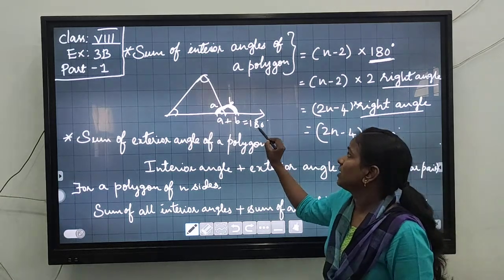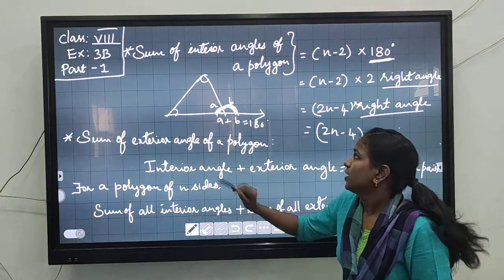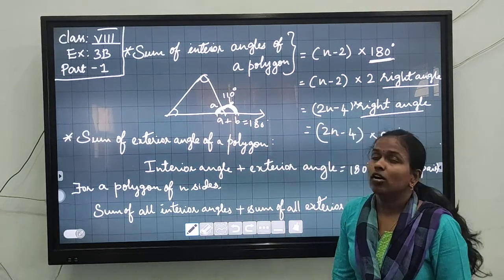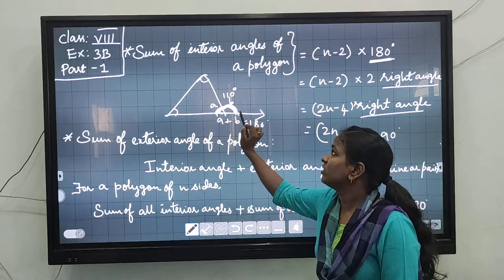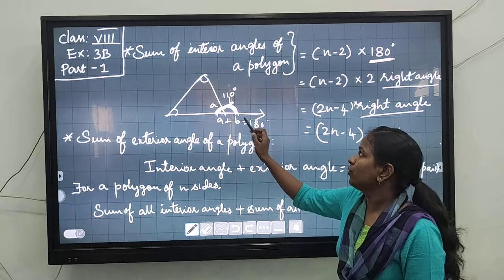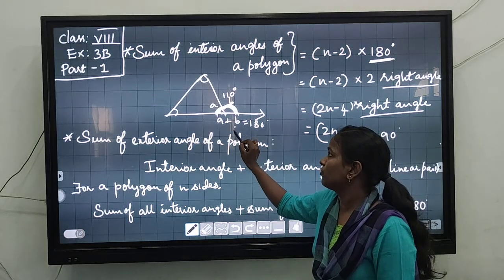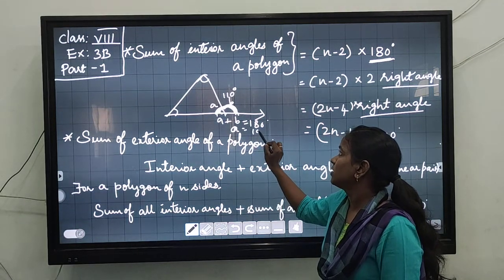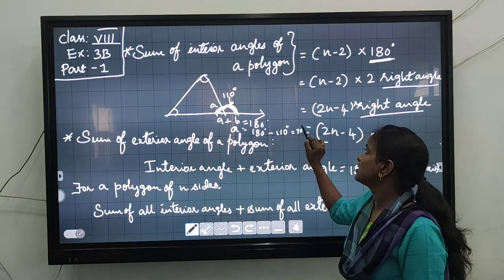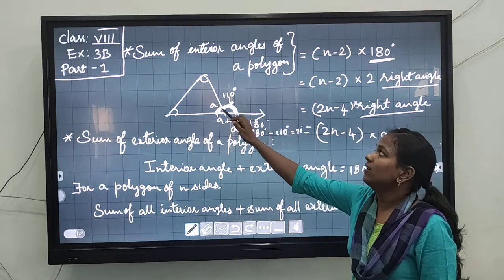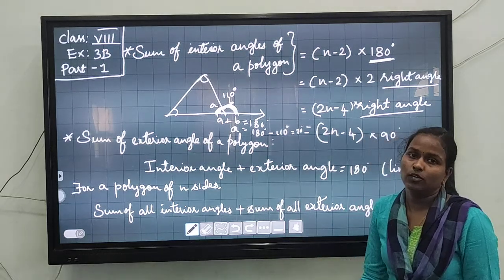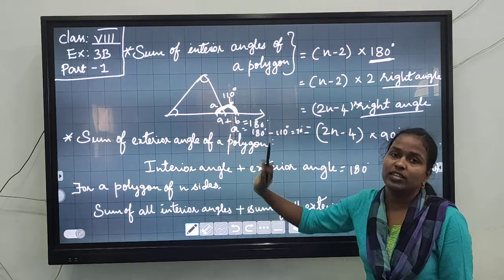Then listen, you know A plus B equals 180 degrees. Here angle B is given as 110 degrees. They are asking what is the angle A. How will you find out? You know the sum of these two is 180 degrees. One angle is given, you have to find the other. So what do we have to do? A we have to find out, so I am taking A on this side and B on this side. What is angle B? 110 degrees. If you subtract, you will get 70 degrees. This is the angle A. 70 degrees is the measure of angle A. This is how you have to find the exterior angle if the interior angle is given.